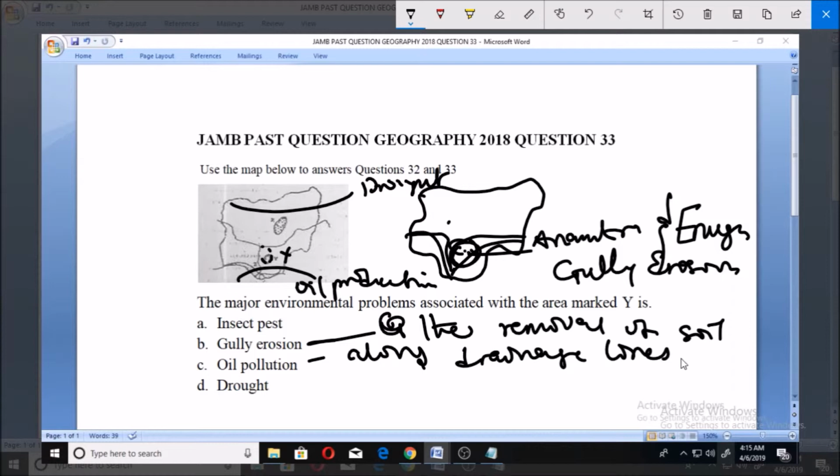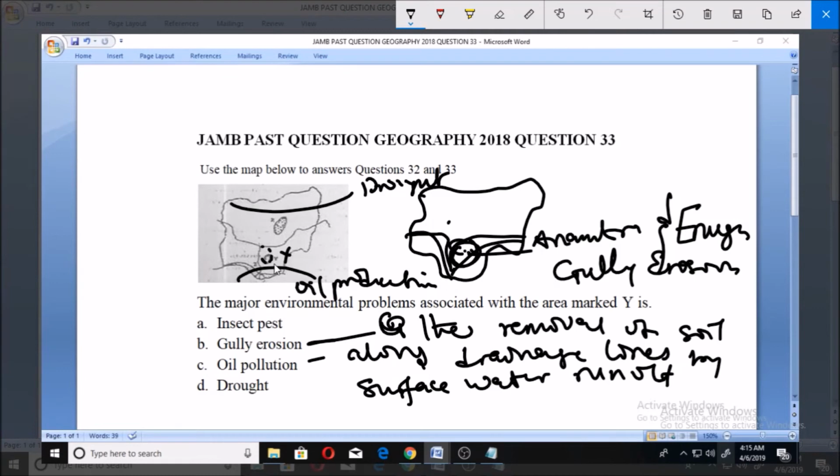The removal of soil along drainage lines by surface water runoff. So when you have the drainage line being drained of its soil due to surface water movement, we have what we call gully erosion. Once started, gullies will continue to be moved by headway erosion and by slumping of the side walls unless steps are taken to stabilize the disturbance.